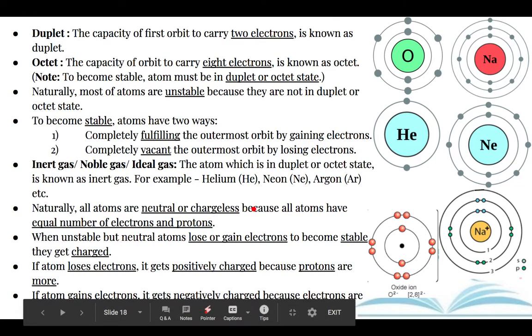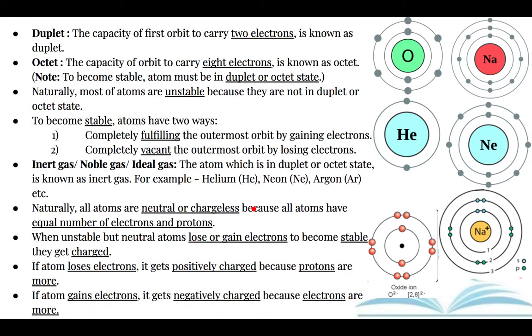Naturally, electron and proton numbers are equal, but they are unstable. So to become stable, what do they do? Either they lose electrons or gain electrons. If they lose electrons, protons become more, and the atom gets a positive charge. And if they gain electrons, electrons become more, and the atom gets a negative charge.